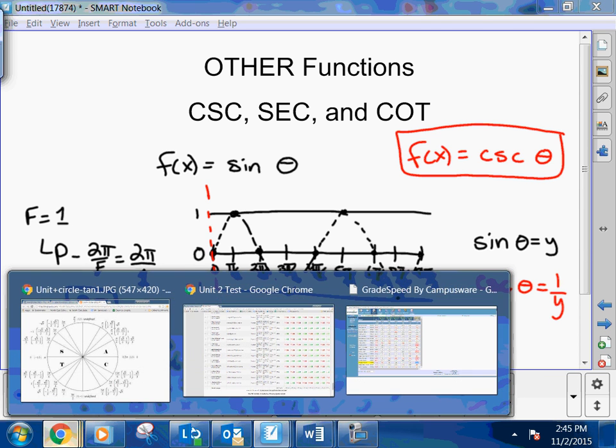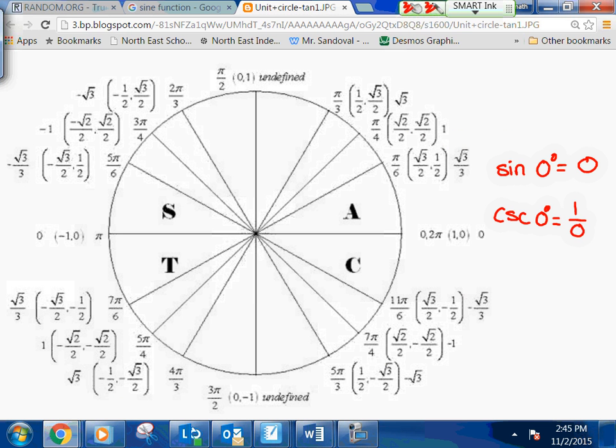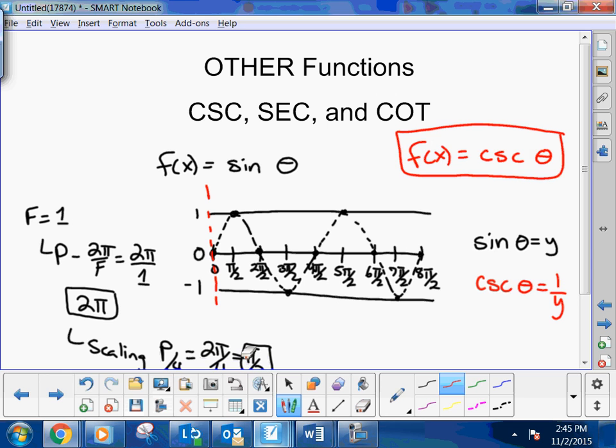And by showing you the unit circle, if I ask you the sine of 180 degrees, you would tell me, oh yes, Mr. Sandoval, that's 0 because of that value. So the same thing's going to happen. When I take the cosecant of 180 degrees, I'm going to get undefined. So everywhere that you see this sine function hit 0, there's going to be an asymptote that gets generated.